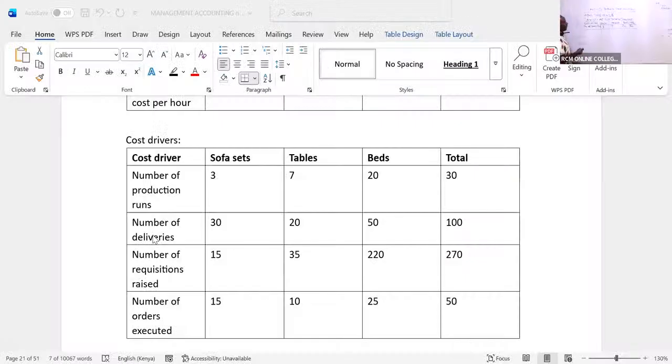Now I can go to the others without much thought, now that you have the structure. The second one is the number of deliveries. Deliveries so far: 30, 20, 50, giving us 100. And then we have the number of requisitions: 15, 35, 220, giving us 270.